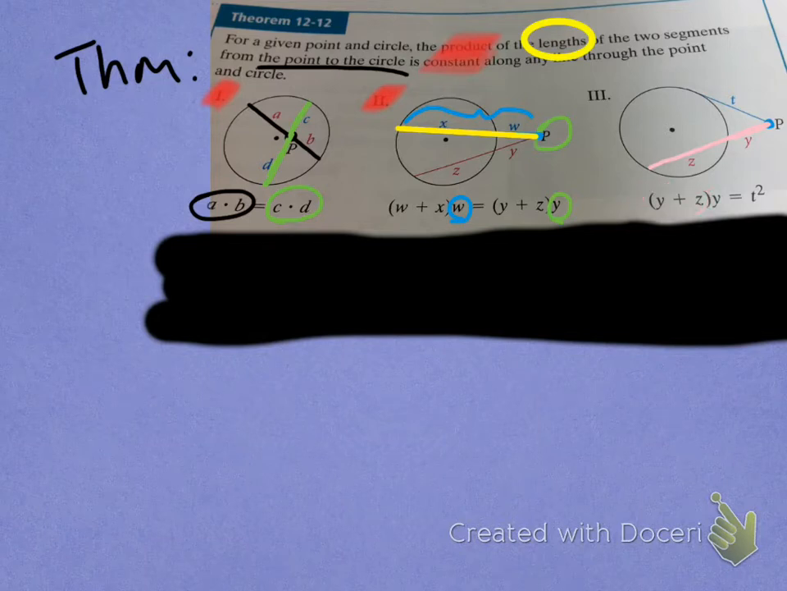Well, along the blue line now, same thing. I start at the point P. I'm traveling to the circle. That's a length of t.